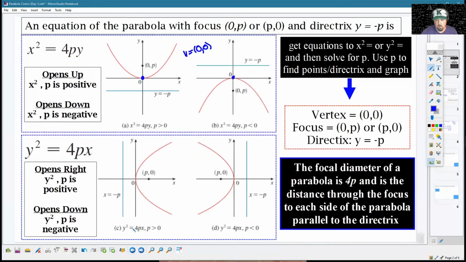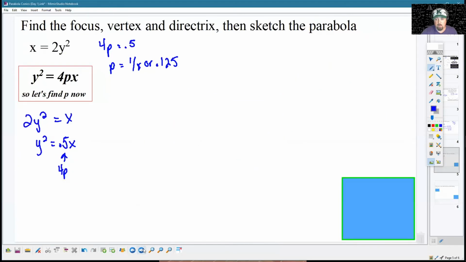So let's go back and see what that positive p with a y squared tells me. So we know it's one of these. We have a y squared, and p is positive. So that means that we're going to open right. So that means this one should look like this. Now, what did I tell you about the vertex of all of these so far? The vertex is always going to be at 0, 0. So that makes that an easy thing.